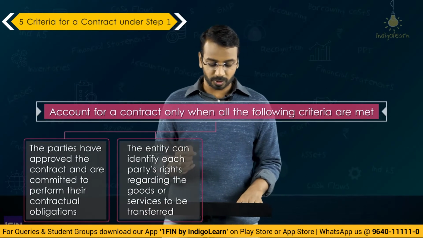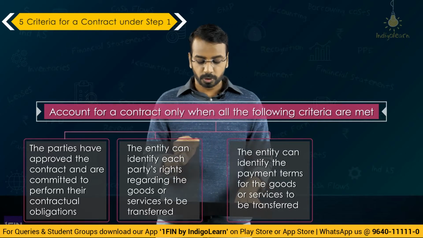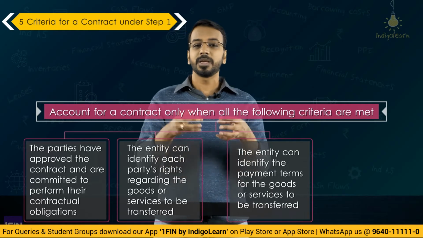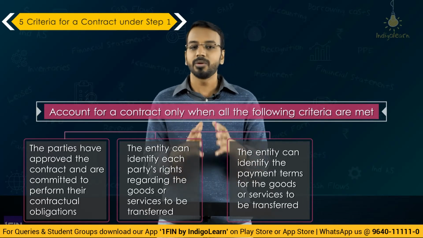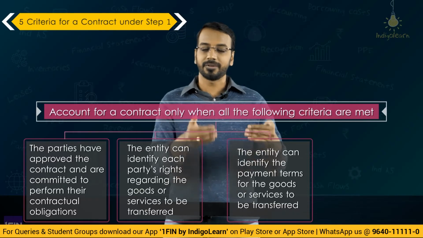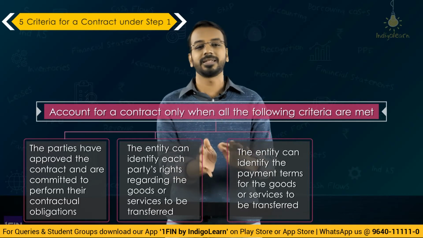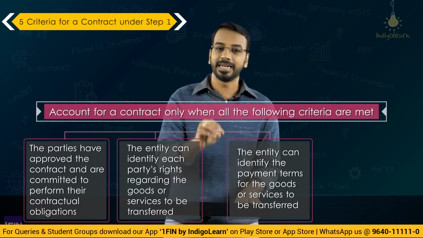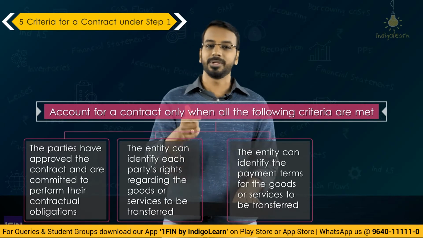Then, the third step talks about the entity being able to identify the payment terms for the goods or services to be transferred. Now, what is the meaning of this? The entity must be able to identify what would be the terms of payment. As far as amount is concerned, that is a separate step, right? We talked about in the 5-step model, determination of transaction price. That is a separate step altogether. But the terms of payment must be identified, how will they be settled, right?